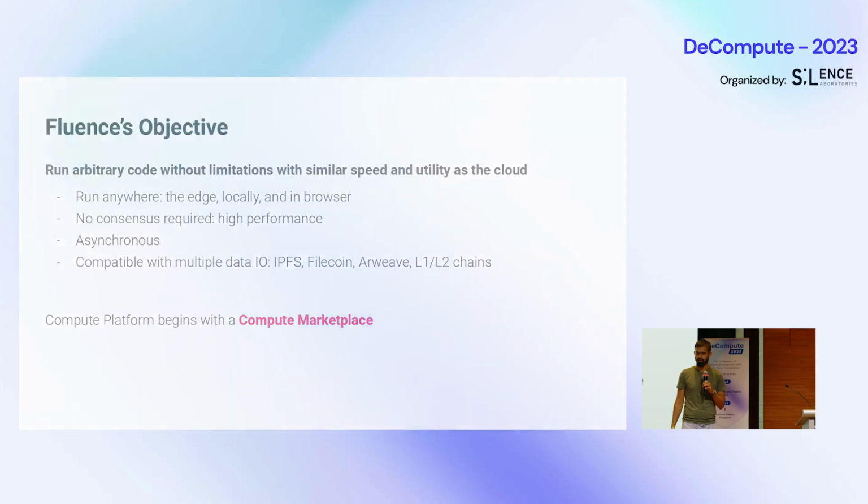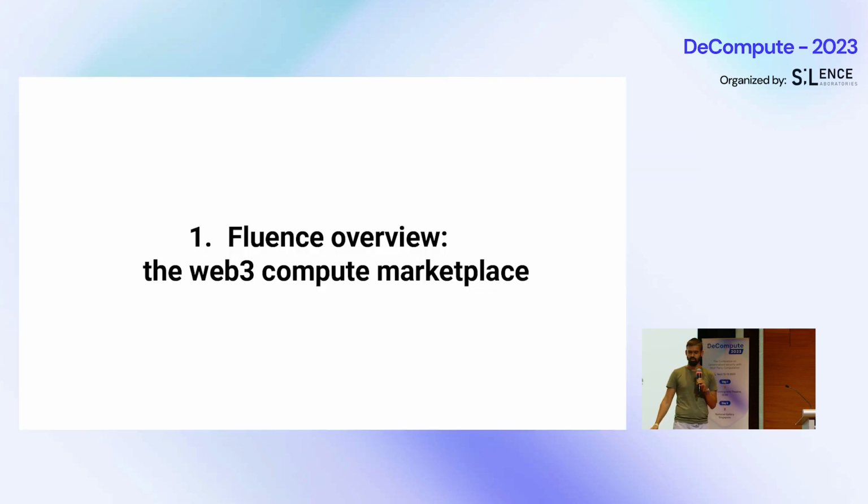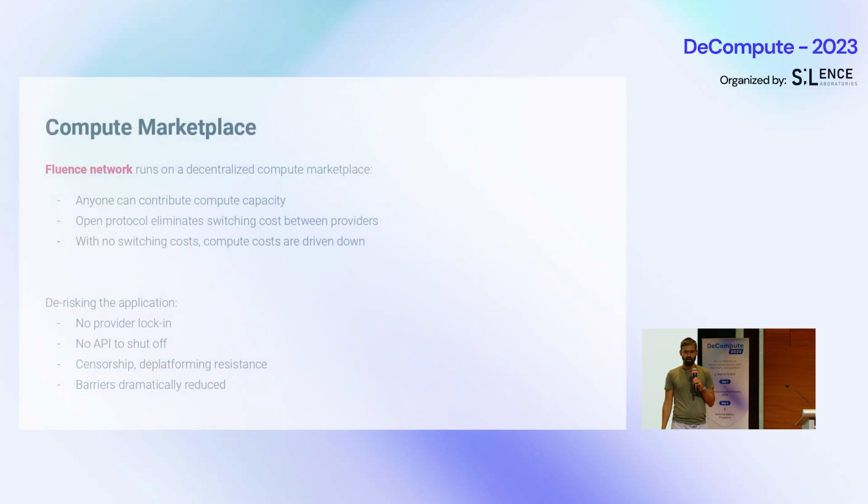So let's begin the Fluence overview with the Web3 compute marketplace. The Fluence network runs on a decentralized compute marketplace so that anyone can contribute compute capacity, which means that it's an open protocol, and the open protocol eliminates switching costs between providers. And with no switching costs, there is competition, and compute costs are driven down.